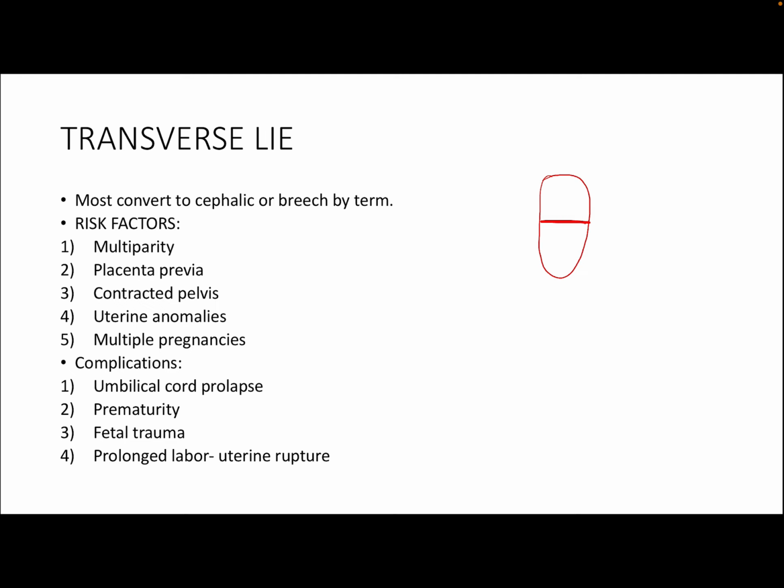The risk factors for transverse lie include multiparity, placenta previa, contracted pelvis, where essentially the fetal head is not able to fit in the pelvis, uterine anomalies, and multiple pregnancies. A transverse lie can lead to various complications like umbilical cord prolapse, prematurity, fetal trauma, and prolonged labor, which in the end could lead to uterine rupture. Now, that is mostly seen in developing countries, whereas developed countries would have complications like cord prolapse and prematurity.